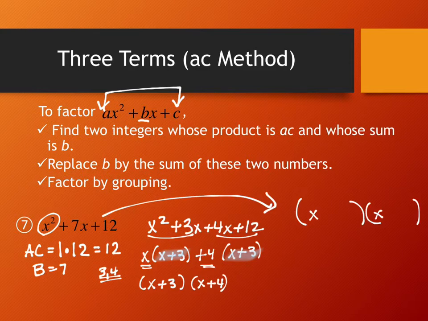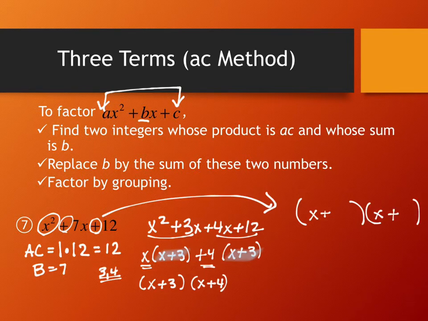Then we look at the signs and we say, hey, there's a positive sign at the end. What that means is that my signs have to match. A positive times a positive is a positive, a negative times a negative is a positive. And because there's a positive in the middle, positive is what I want. So I have positive and positive.